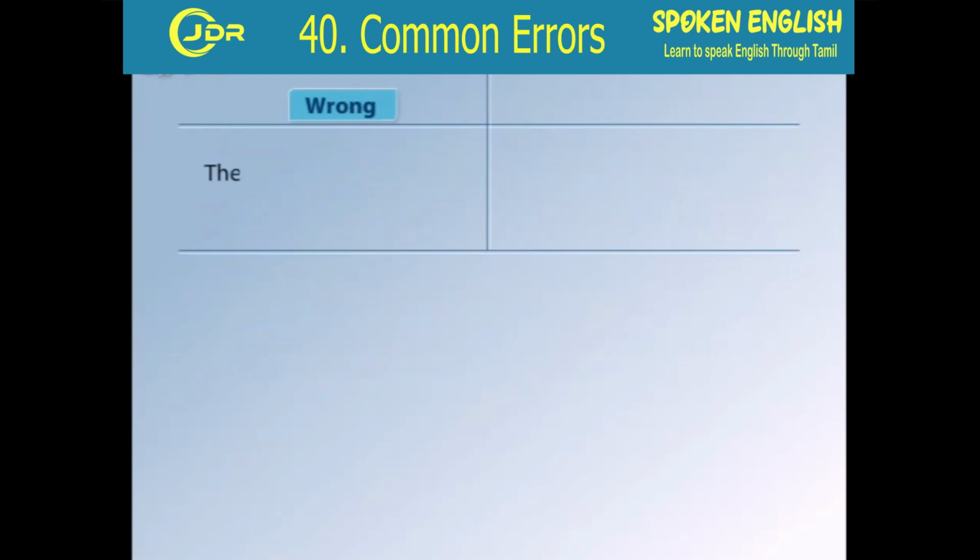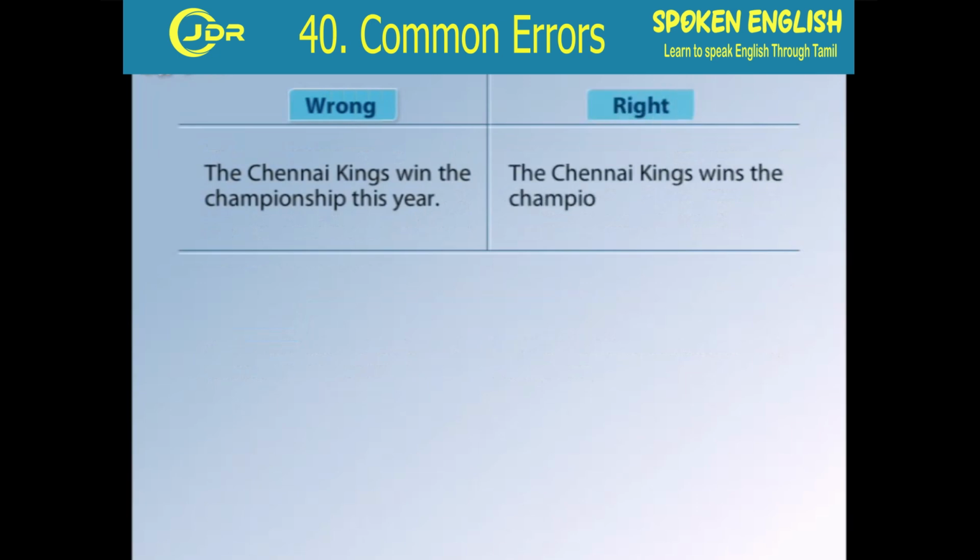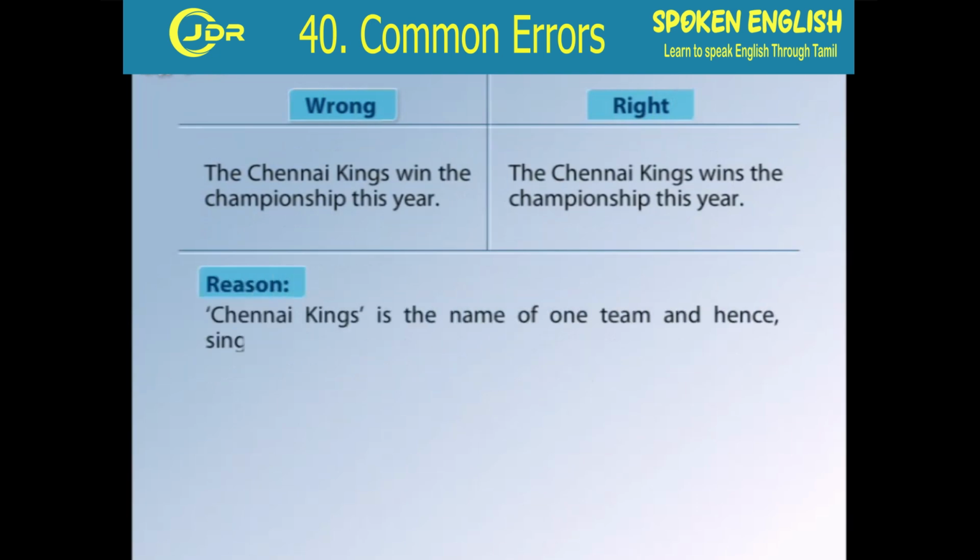Wrong. The Chennai Kings win the championship this year. Right. The Chennai Kings wins the championship this year. Reason. Chennai Kings is the name of one team and hence singular, so the verb too will be singular only.